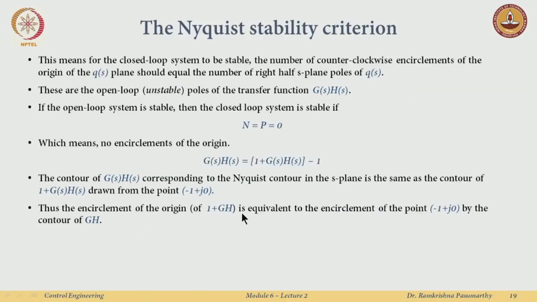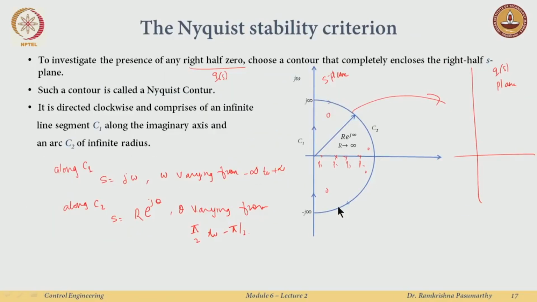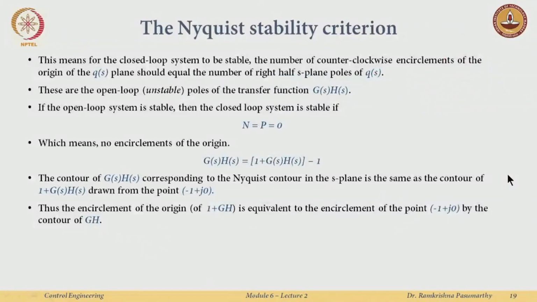Now N equal to P equal to 0 means no encirclements of the origin. So in this entire region here, I don't encircle zeros, which I should never encircle. I should never encounter zeros, and I also never encounter poles here. So maybe my contour here, when there are no poles and zeros, might just be here, and therefore I am happy.